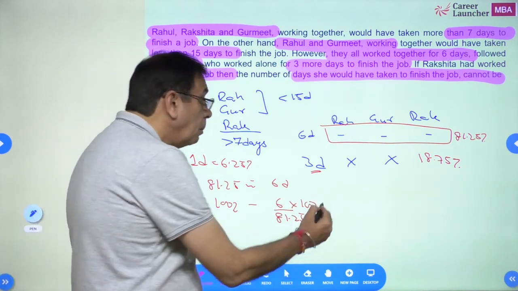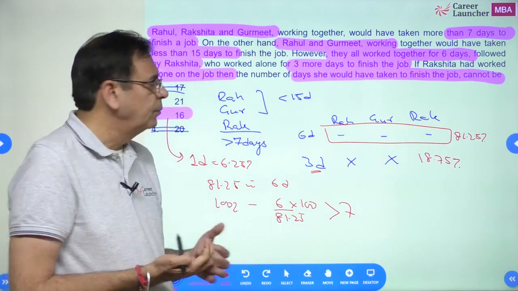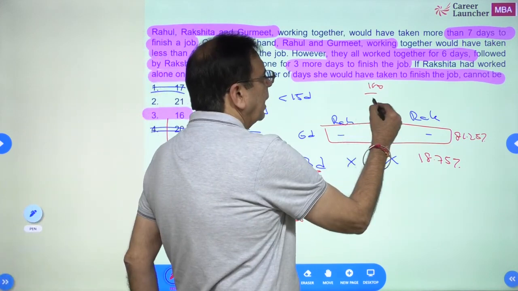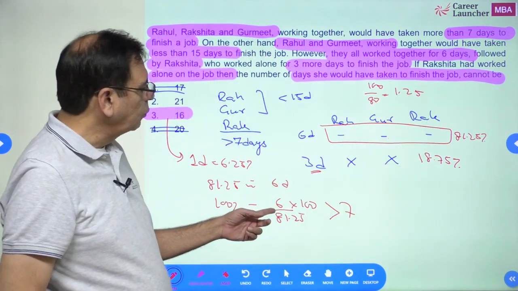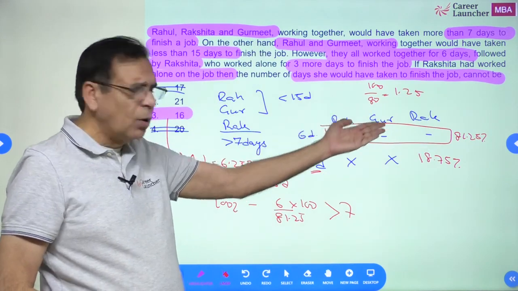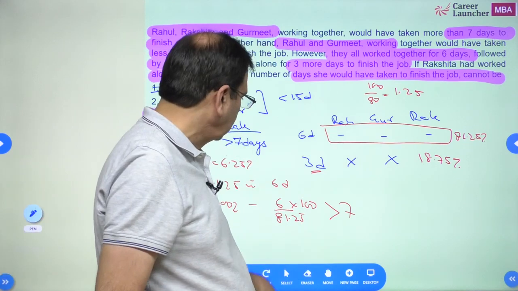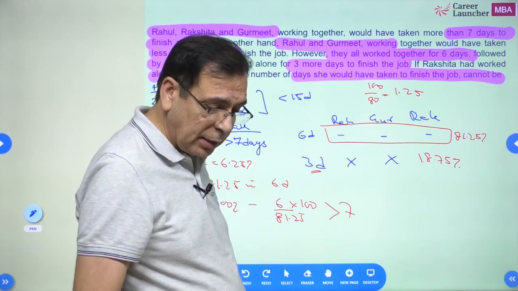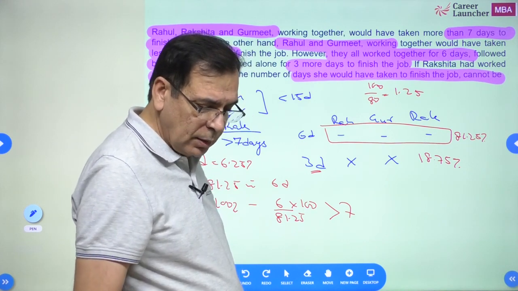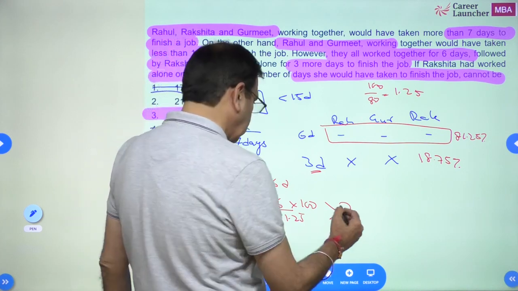This will be more than 7. Calculate करने की जरूरत नहीं है. 100 by 80 will be 1.25. 6 into 1.25 is 7.5. 7.5 से थोड़ा सा कम होगा ना. But अगर डाउट है तो कोई बात नहीं, कैलकुलेटर खोलो और यूज कर लो. सो कर लेते हैं. पेपर में मैंने नहीं किया था, मैं तुम्हारे लिए कर रहा हूं. 100 divided by 81.25 into 6 क्या आता है? 7.38.